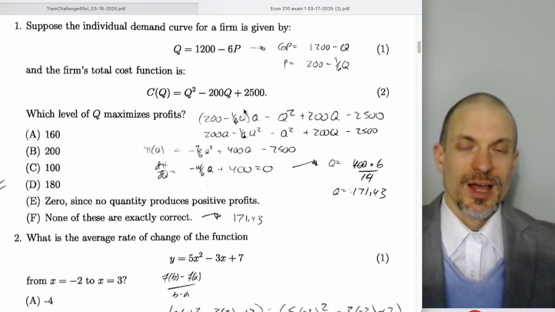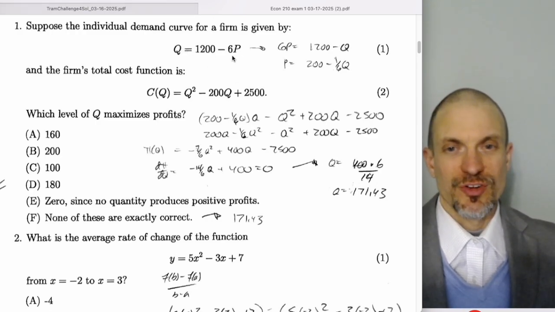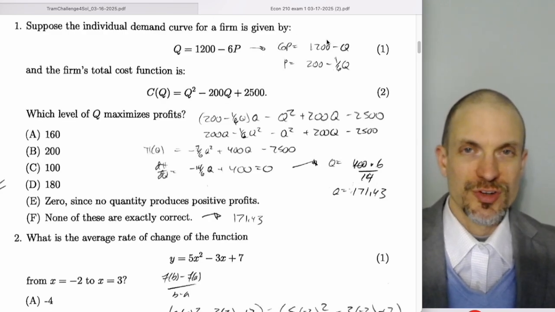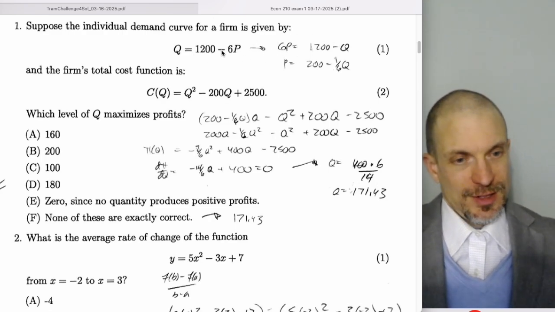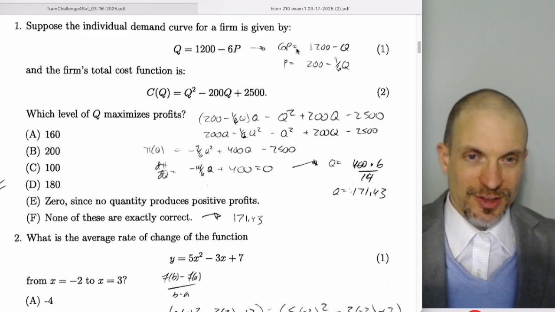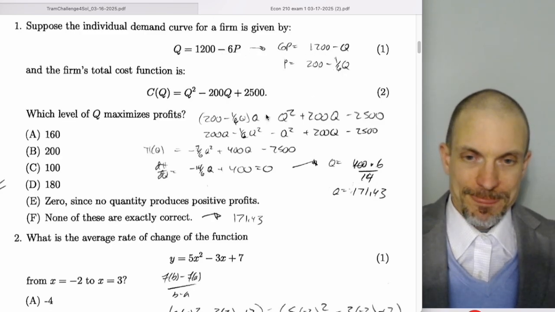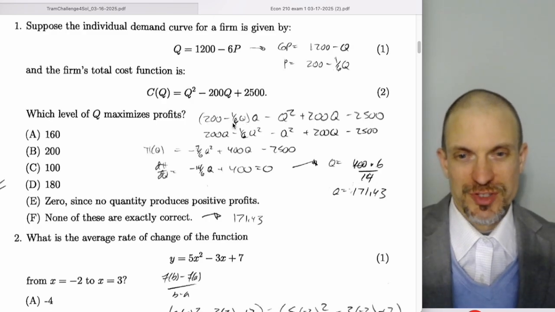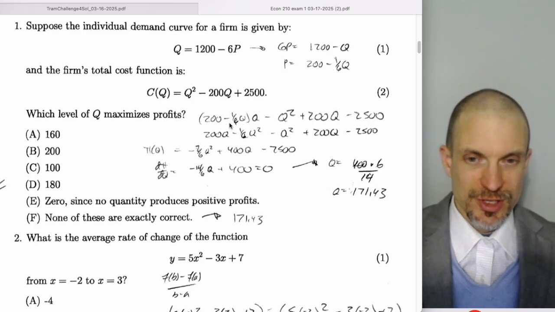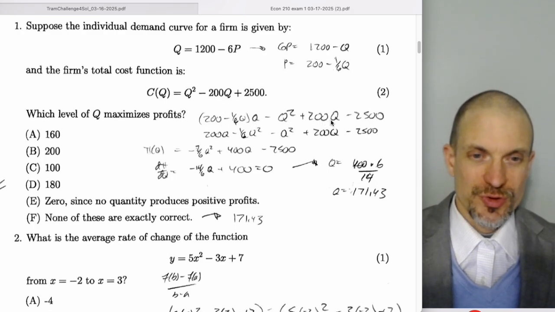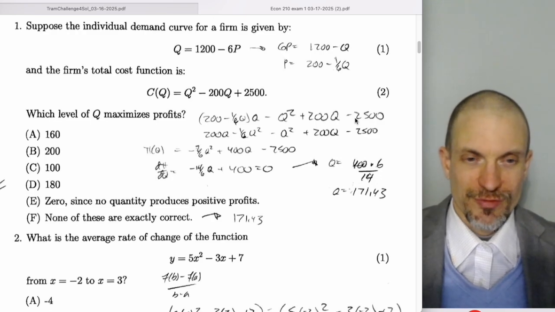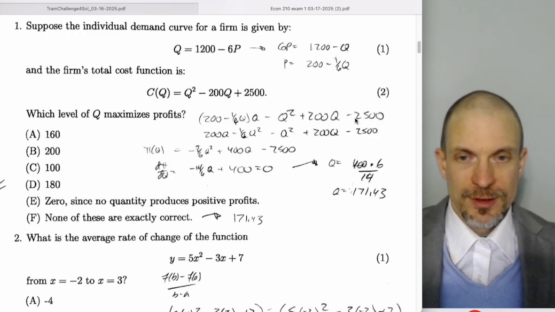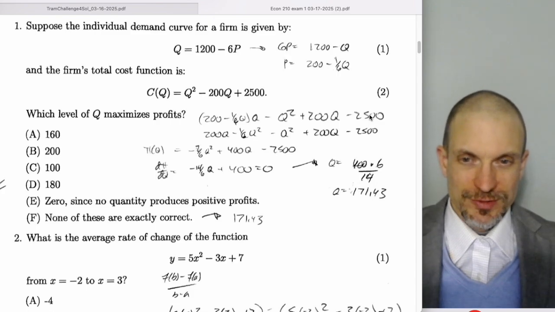In order to do that, I'll have to rewrite demand, which is Q as a function of P, as inverse demand, which is P as a function of Q. So I'll move 6P to the other side and divide through by 6. That'll give me 200 minus Q/6. That's price, right? So if I multiply that by quantity, this right here is revenue. This is the demand curve, substituting P in terms of Q, times Q. This gives me revenue. And then minus Q squared minus 200Q plus 2500, that's the cost curve. So this right here is my expression for profits.